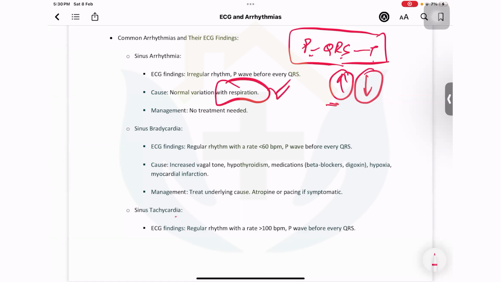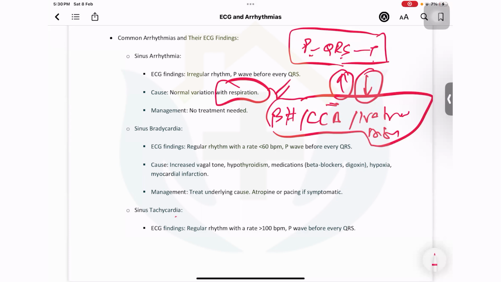And in fact, with, let us say, beta blockers, calcium channel blockers, ivabradine, digoxin, with all of these drugs, you can actually bring down the heart rate by inducing a sinus arrhythmia. Now, sinus bradycardia is basically, bradycardia is whenever the heart rate is less than 60 beats per minute. And you have to define that there is a P wave before every QRS. That means there is a relation between P and QRS.